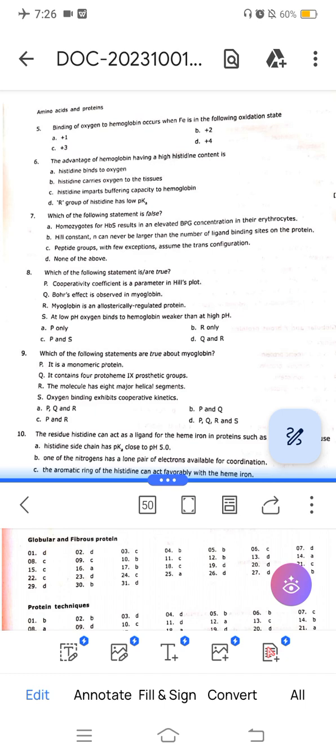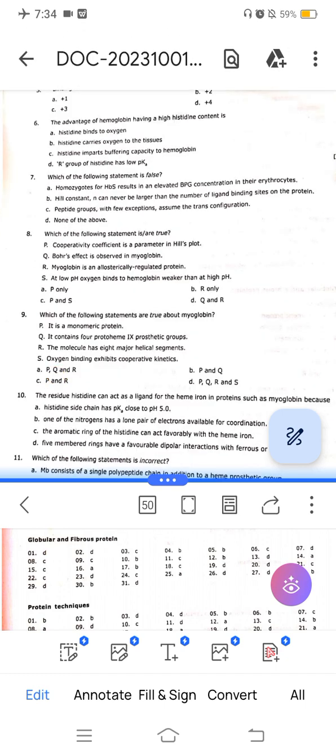Then which of the following statements is or are true? There can be multiple statements that turn out to be true or false. Okay. So C is the correct answer. P and S are true. So P means cooperativity coefficient is a parameter in Hill's plot. Yeah, that's right. Then S means at low pH oxygen binds to hemoglobin weaker than at high pH. Low pH in the sense acidic condition.